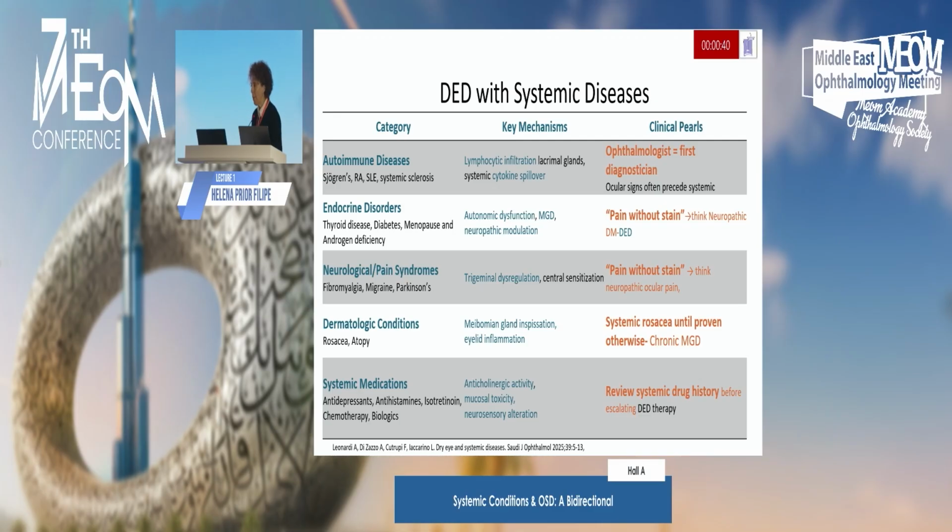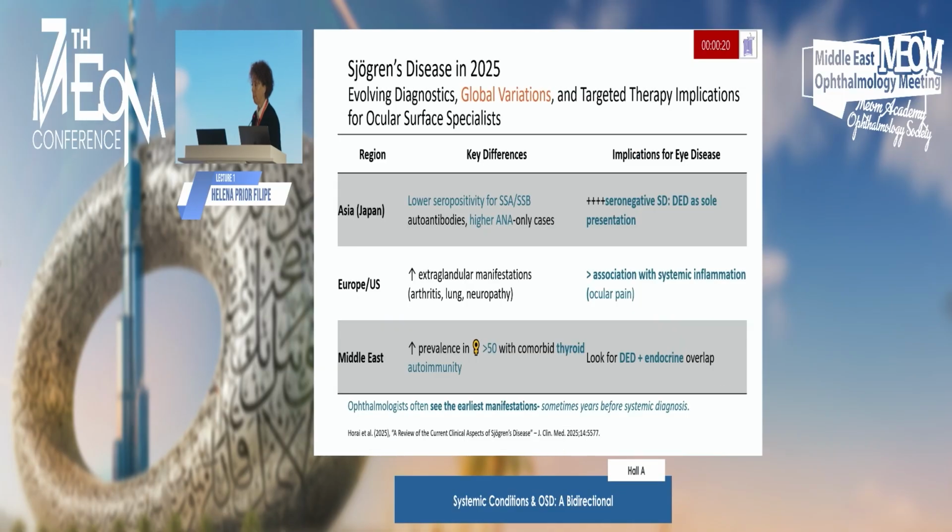A word for pain without stain, for endocrine diseases, and also neurological when there's a very strong component of neuropathic pain, and also for dermatological components. That can be the key to the successful management, and also the medications, as we saw before.